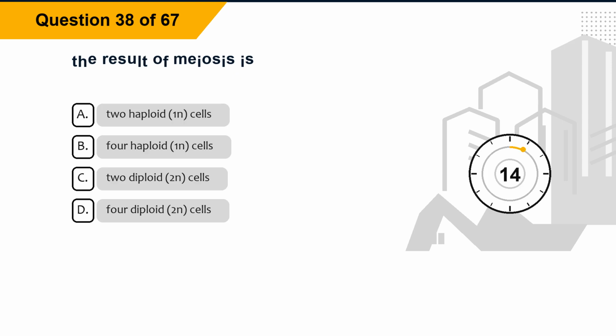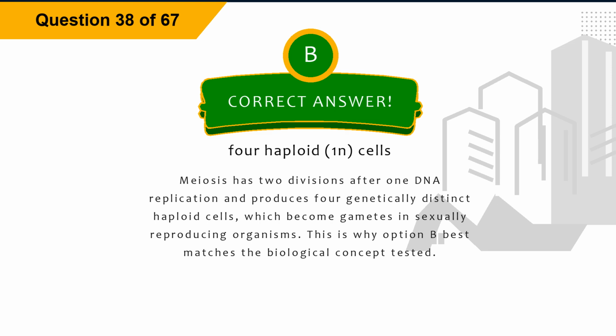Question 38. The result of meiosis is option A, 2 haploid, 1N, cells. Option B, 4 haploid, 1N, cells. Option C, 2 diploid, 2N, cells. Option D, 4 diploid, 2N, cells. The correct answer is option B, 4 haploid, 1N, cells. Explanation. Meiosis has 2 divisions after 1 DNA replication and produces 4 genetically distinct haploid cells, which become gametes in sexually reproducing organisms. This is why option B best matches the biological concept tested.